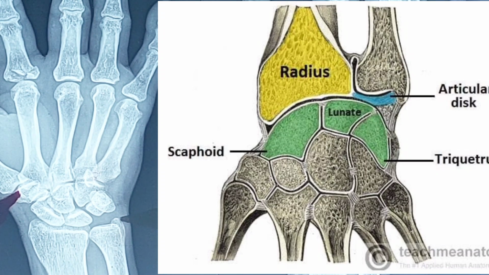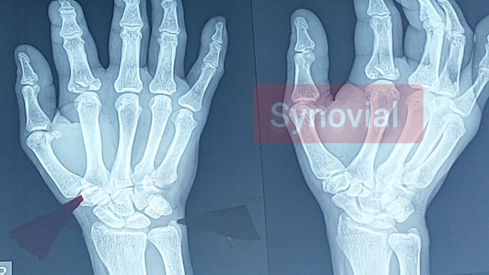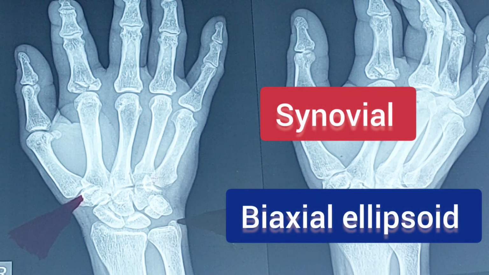It is very important to remember. If you are asked how the wrist joint is formed, the answer will be it is formed only by the radius and by the carpal bones. What are the carpal bones? Triquetral, lunate and scaphoid. And here radius and here articular disc, not the ulna. And it is an example of synovial joint, and of course it is the biaxial ellipsoid joint.